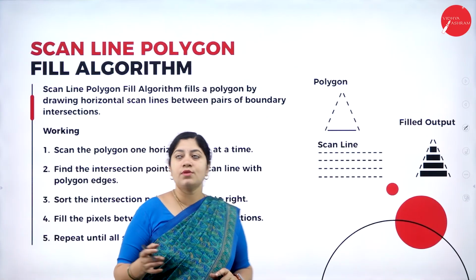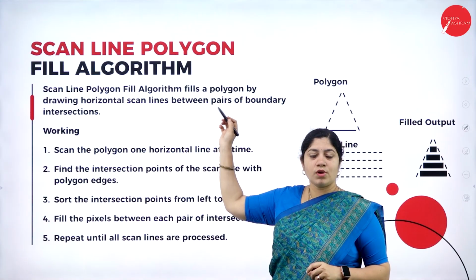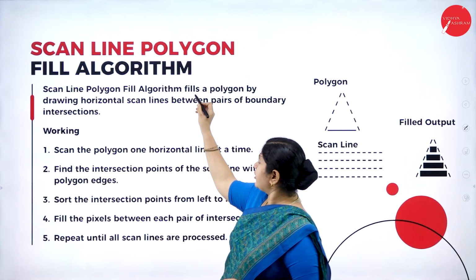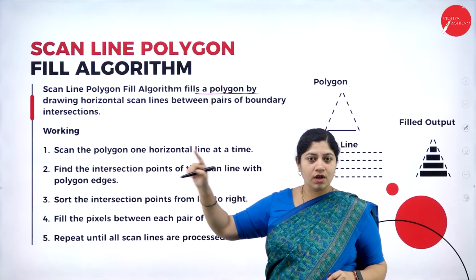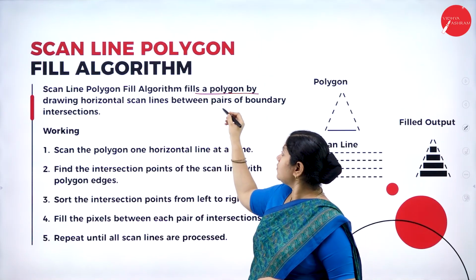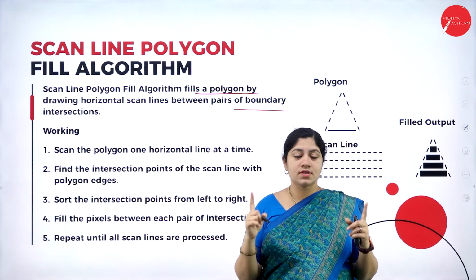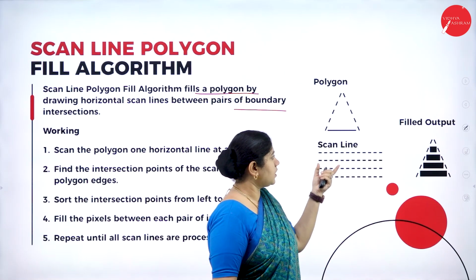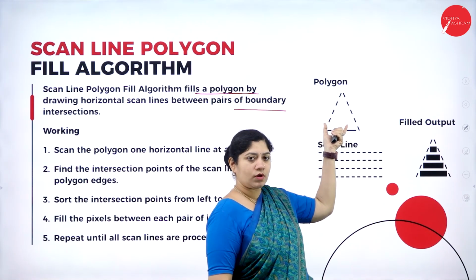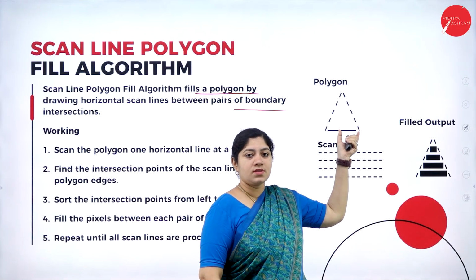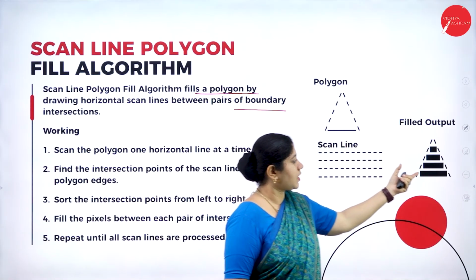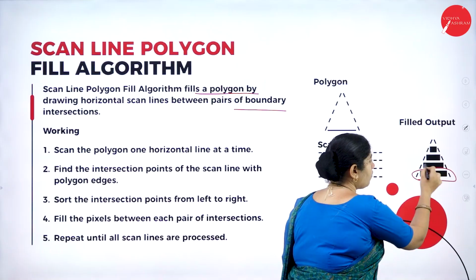So let's get started with the first one, the scan line polygon fill algorithm. As we know, it fills a polygon by drawing horizontal scan lines between the pair of boundary intersections. So over here, let's say an example, we have considered this polygon. Now, how is this filled by a scan line? So you can see here, we have one scan line.